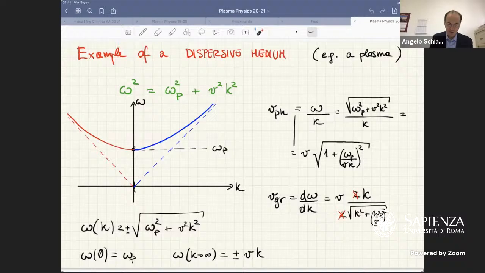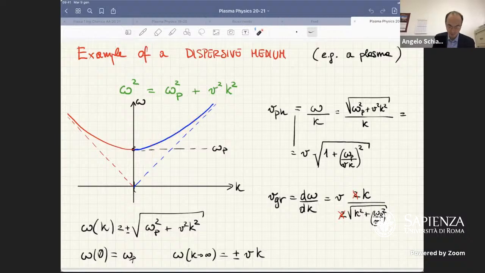Instead, here we have, for instance, this one here, which is a typical dispersion relation for a plasma. We have a constant term, which in a plasma is typically represented by the plasma frequency of electronic oscillation. And we see that the dispersion relation becomes a curve, and being a curve, the slope of the curve is changing, it is not constant. So we see that the slope of this curve is represented by the group velocity.